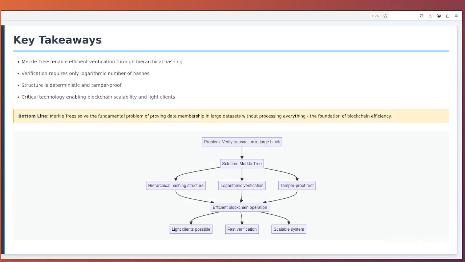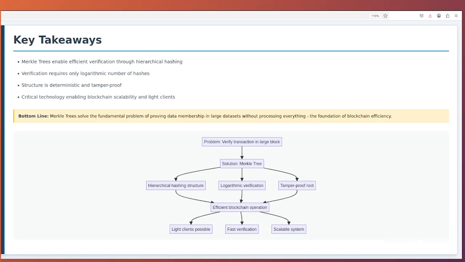Conclusion and key takeaways. Let's recap the key points about Merkle trees. They are hierarchical data structures that organize transactions through cryptographic hashing. Starting from leaf transactions, pairs are hashed together repeatedly until a single root hash remains. This root cryptographically represents all transactions below it. To verify a transaction, you only need sibling hashes along the path to the root, which is typically logarithmic in the number of transactions. This makes verification incredibly efficient even for large blocks.